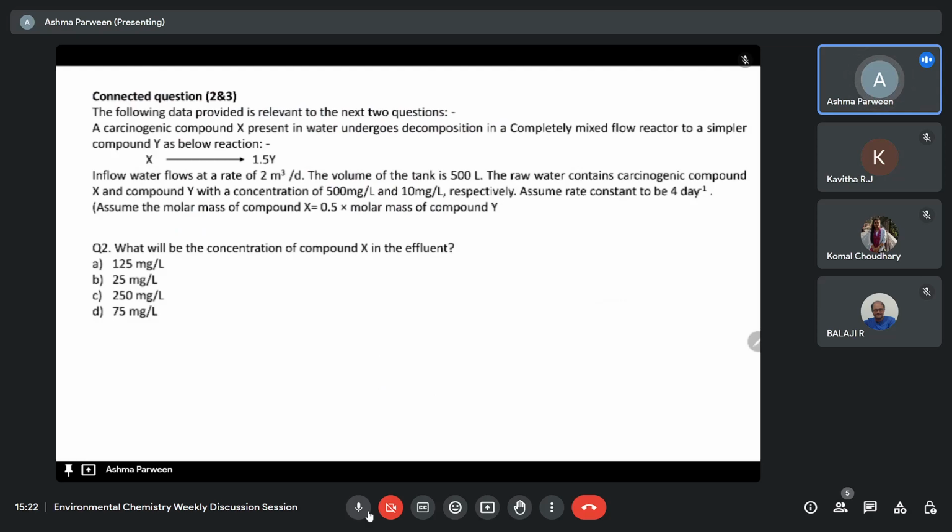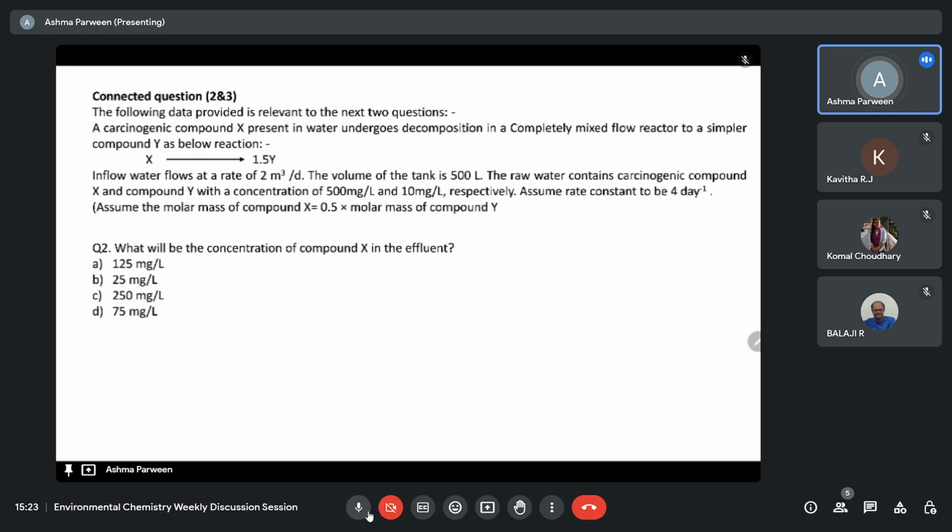So questions 2 and 3 are connected. The data is common for questions number 2 and 3, and it is relevant to the next two questions. A carcinogenic compound X present in water undergoes decomposition in a completely mixed flow reactor to a simpler compound Y as shown below. So 1.1 mole of X is forming 1.5 mole of Y, and inflow water flows at a rate of 2 meter cube per day.